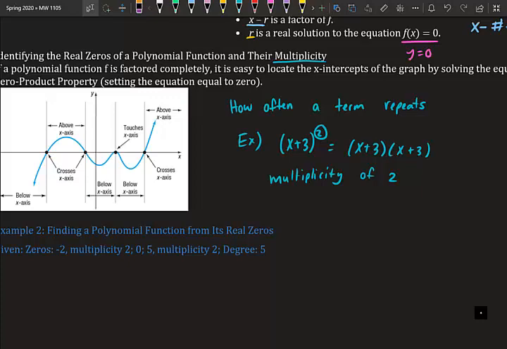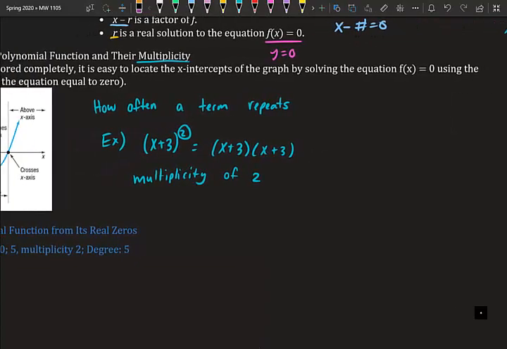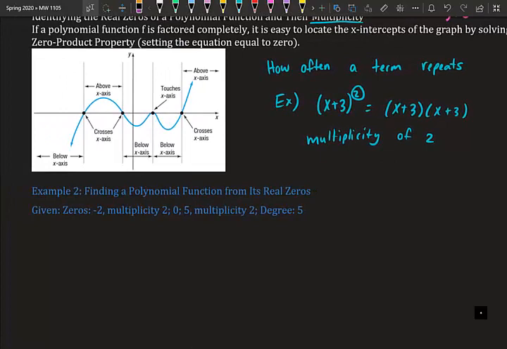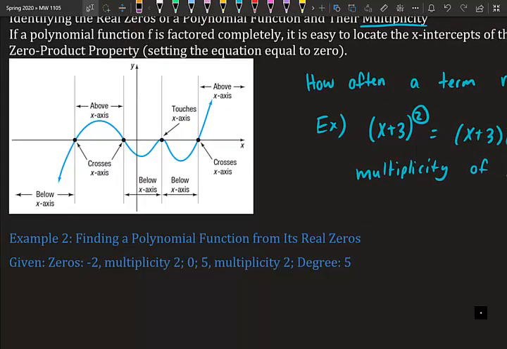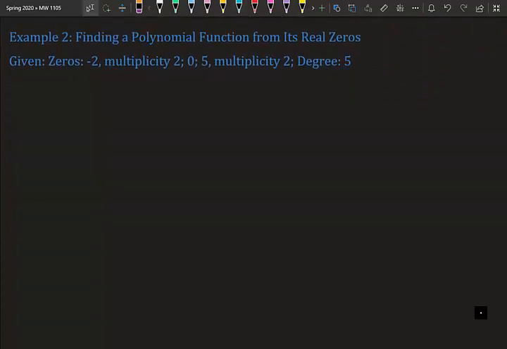If a polynomial function f is factored completely, it is easy to locate the x-intercepts of the graph by solving the equation f of x equals 0, meaning we just make y equals 0. It's called the zero product property. So every time we say set the equation to 0, especially when we were solving quadratics, that's actually called the zero product property. When we graph a polynomial, it's going to be smooth, it's continuous, it crosses the x-axis, it touches the x-axis, and so on. All right, we will start to graph in the next section.